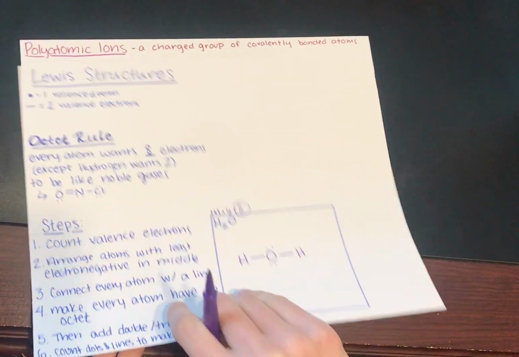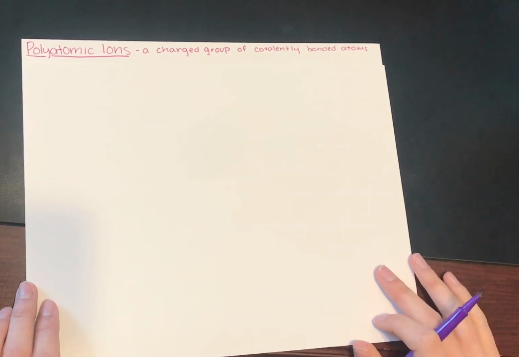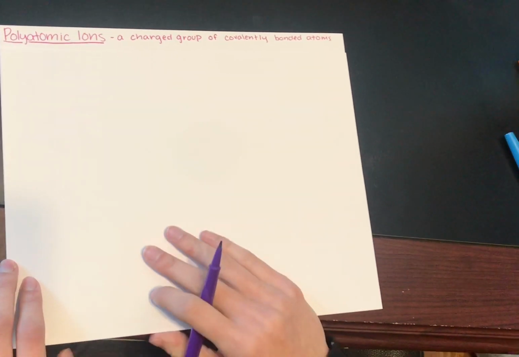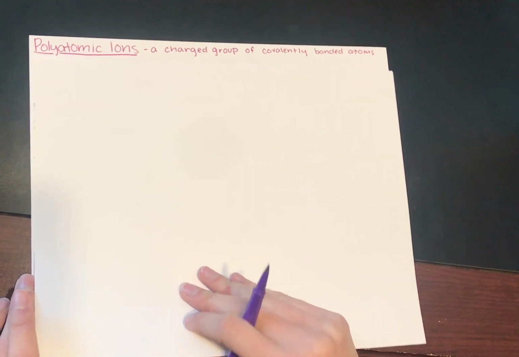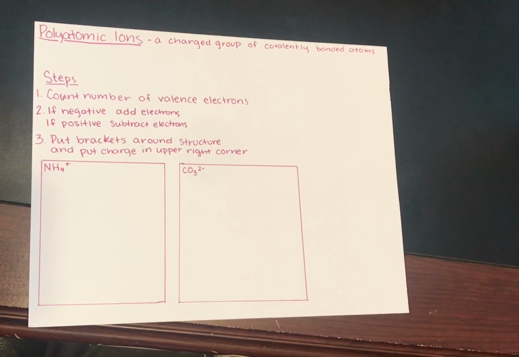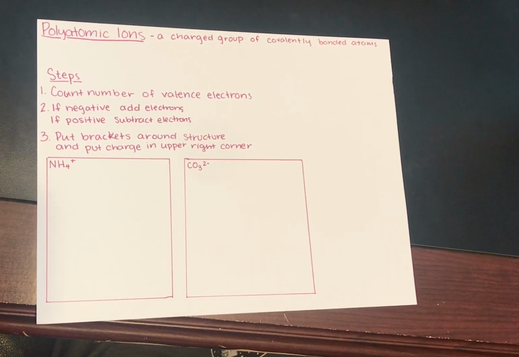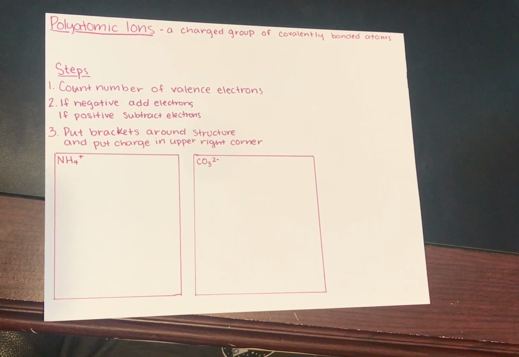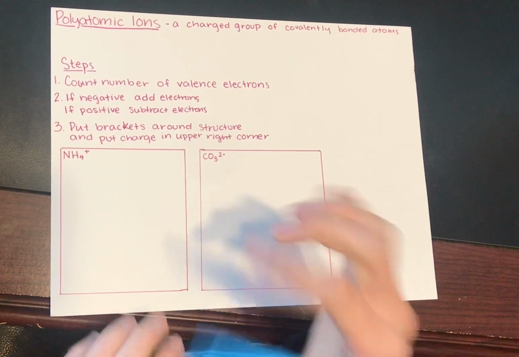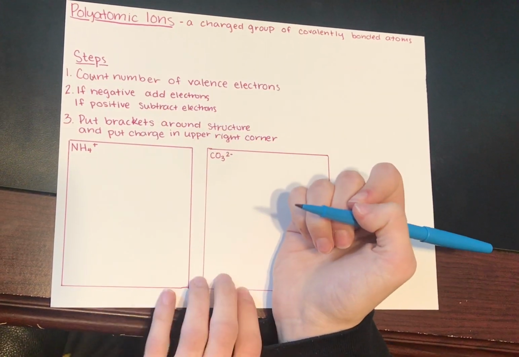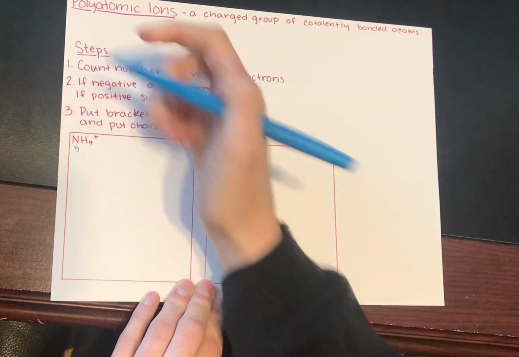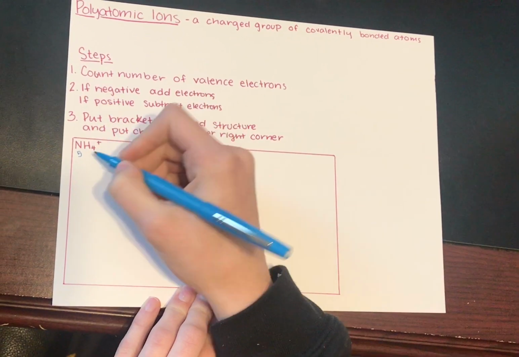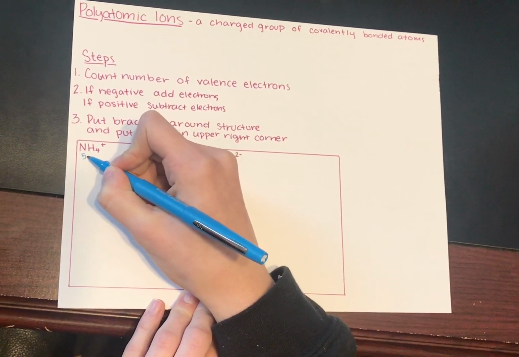You can also draw Lewis structures with polyatomic ions, which are a charged group of covalently bonded atoms. You basically draw them the same, except there are a few changes. First, you're going to count the number of valence electrons like normal, like we did in the last one. We're going to start with ammonium, which is NH4+. So let's count. Nitrogen has 5, and each hydrogen has 1, which would be 4, since there are 4 hydrogens.